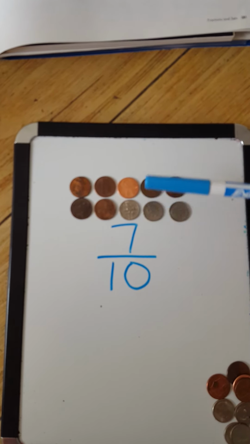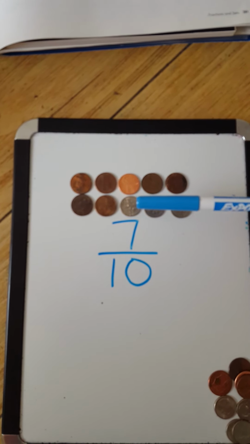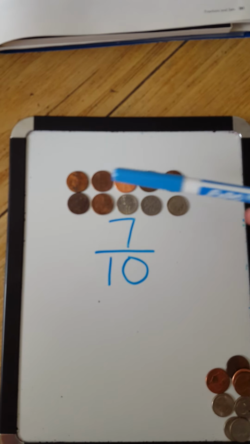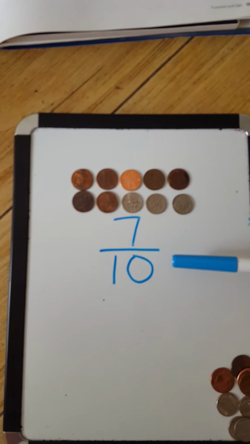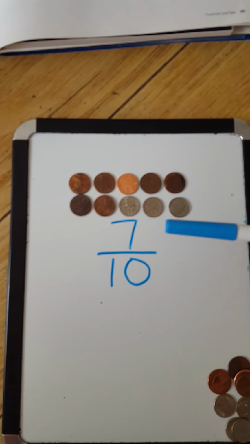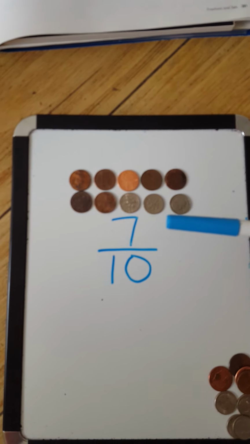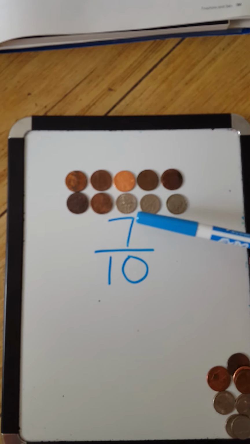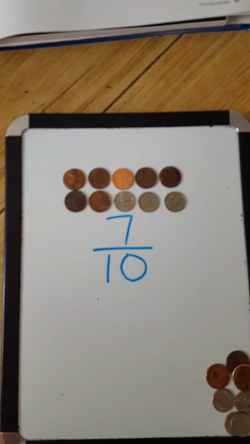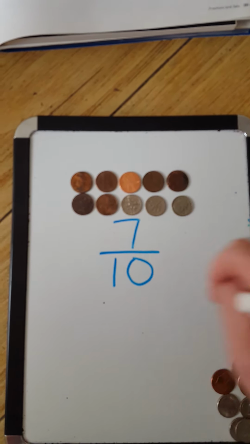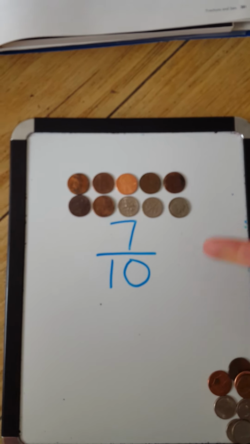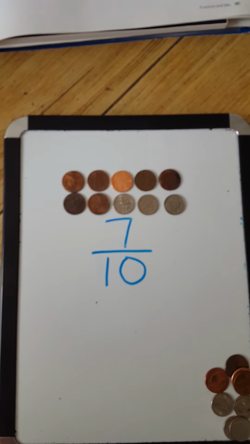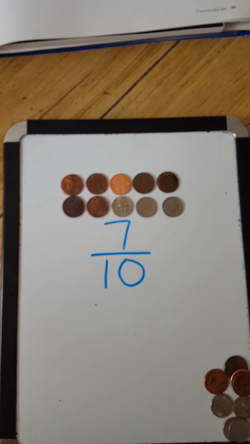So you see we have two different types of coins here, but we can still represent this set as a fraction. Okay? Now what would be the fraction of dimes represented in this set? Well, we see there are 1, 2, 3 of 10. So we would just take that 7 and change it to a 3. And now we're representing the dimes in the set. Make sense? Let's do one more.